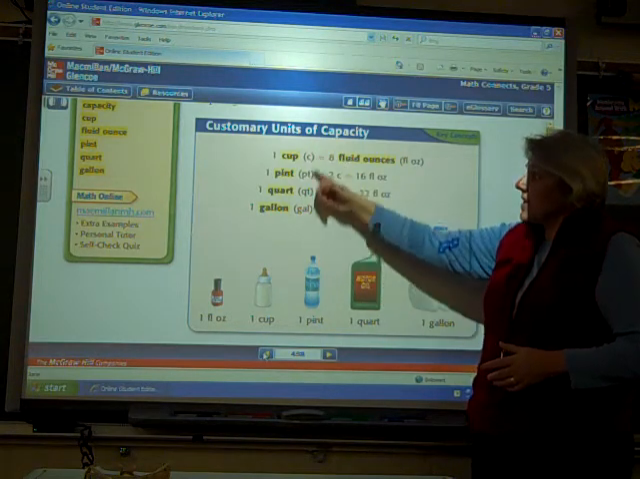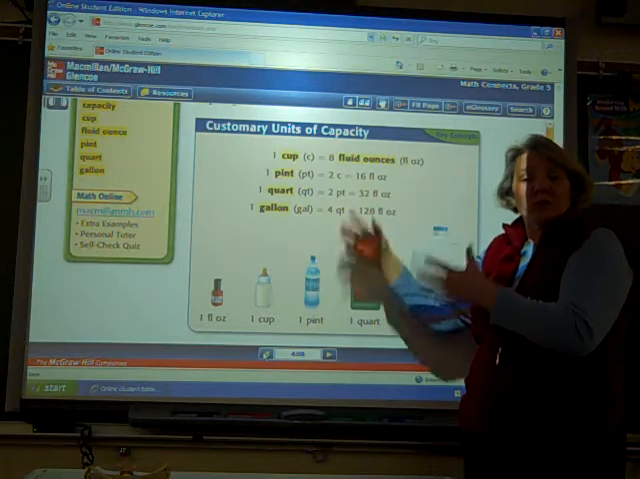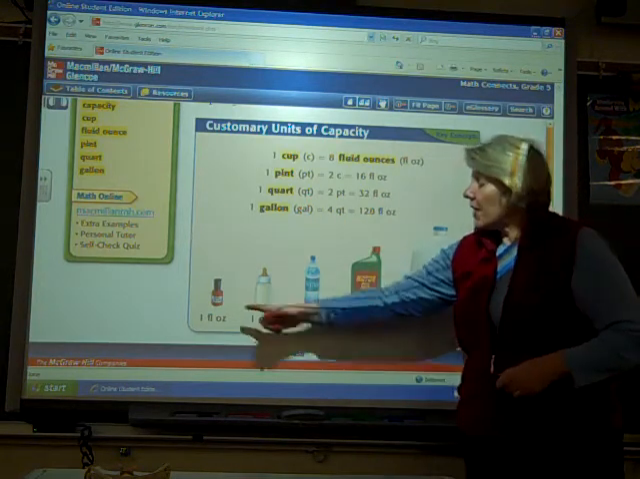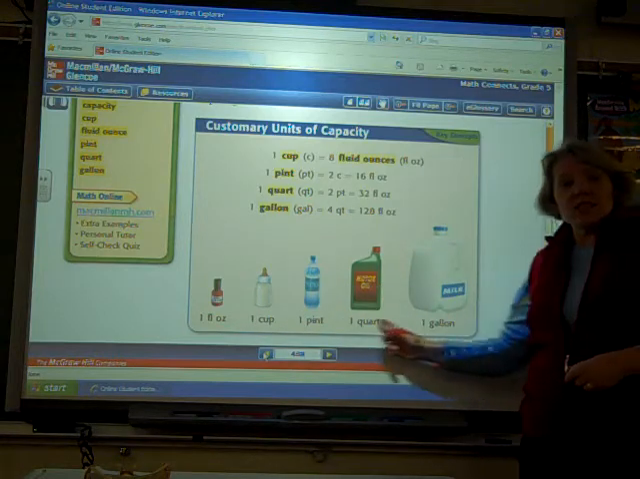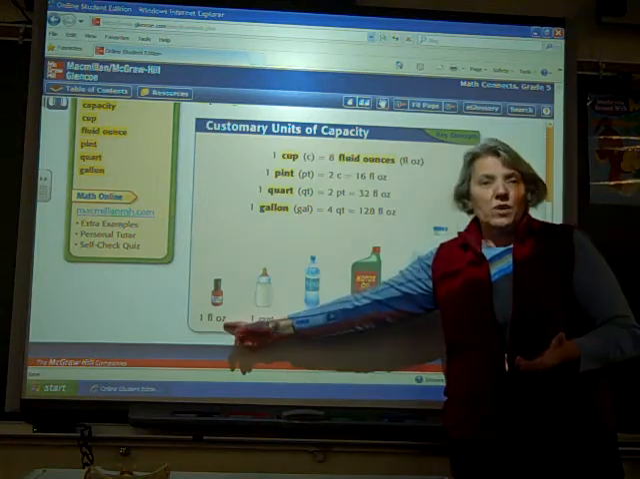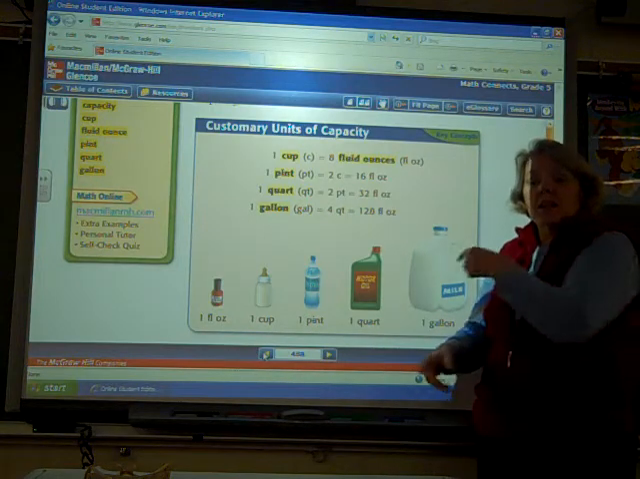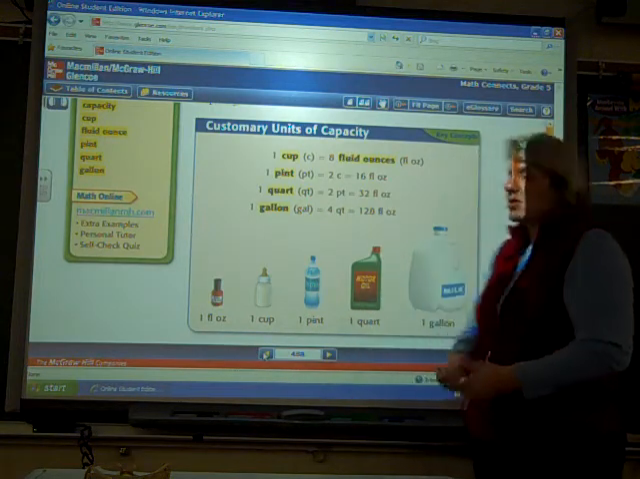Pay attention to the abbreviations that we use. Familiarize yourself with this chart. Eventually, you'll have this memorized. On the bottom of the chart is a nice little visual for you to see about what 1 fluid ounce looks like, about what 1 quart looks like. Let's use that information to do some conversions.